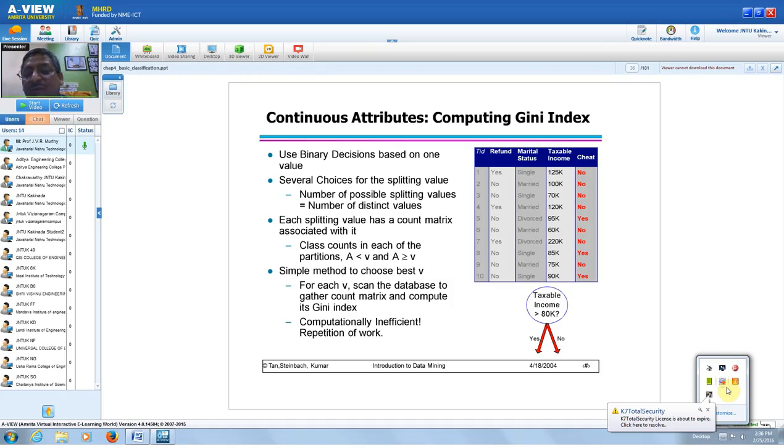Then for 100 you compute the Gini index. That is taxable income greater than or equal to 100. For that you consider the splits and calculate Gini. For 70, for 120, for 90, for 60. That means for every record that is existing in the table, you have to check for a split and go ahead with. Right? Do you agree?